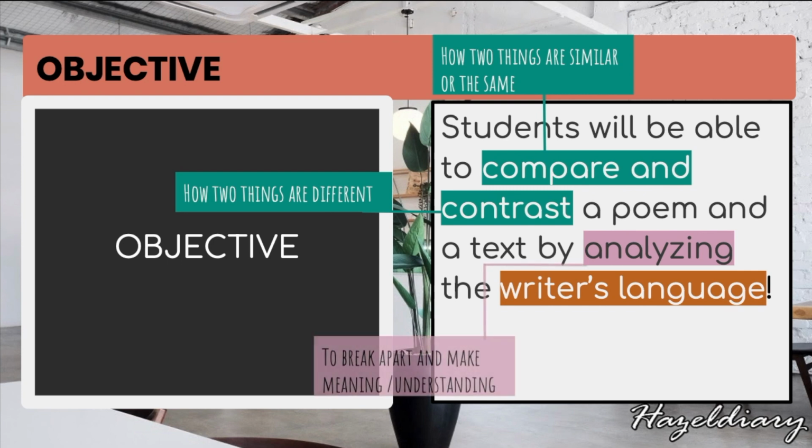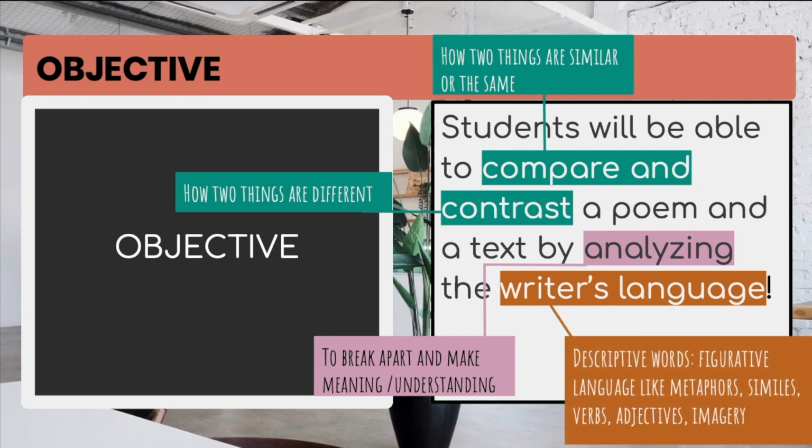Analyzing means to break apart and make meaning or understanding. So in order for us to really understand the topic or the subject we're talking about, we have to break apart the 2 texts and see how they're similar or how they're different. Last but not least, writers' language are descriptive words. Figurative language like metaphors and similes, even word choices like verbs and adjectives and imagery that the poet or the writer produces. Again, this is what I was talking about when I went over the poetry lesson.